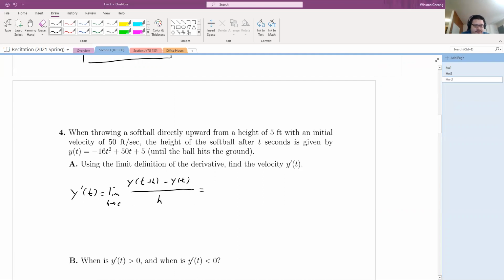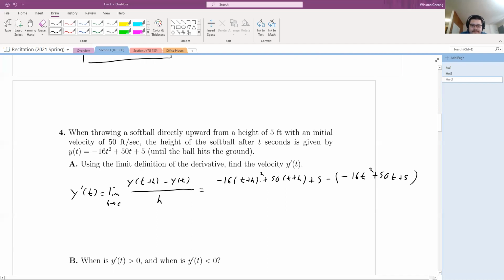And well, now we have to plug into this thing. Minus 16 (t plus h) quantity squared plus 50(t plus h) plus 5. And that's just the first evaluation. Now I need to subtract off the second evaluation. But thankfully, it's just y of t, so I can just copy it directly. Minus 16t squared plus 50t plus 5.